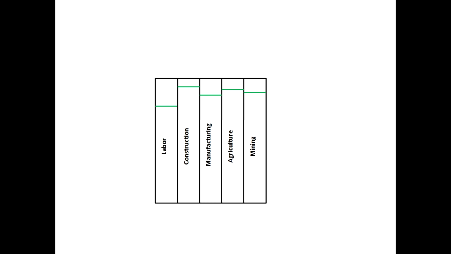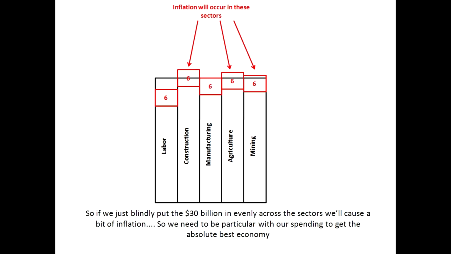So let's say our government is looking at spending the 30 billion that we spoke about before. Well, it can do this wisely or dumbly. Let's look at the dumb example first. In this example, we simply take our spending and split it up evenly and then spend it into the sectors. I've shown this on the diagram by the red boxes. They have $6 billion each.